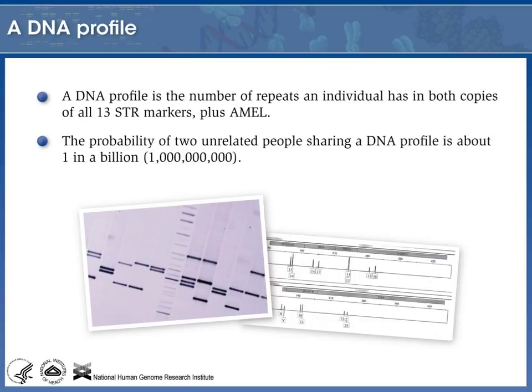But either way, originally the chance of someone sharing the exact same DNA profile with someone else with 13 markers was about 1 in a billion. That's not the case anymore. It's actually probably 1 in 30 billion. Remember, there's only around 7 billion people on the planet at this point.